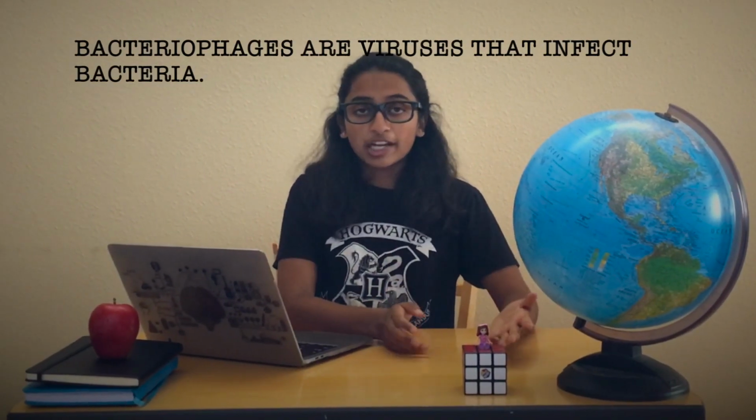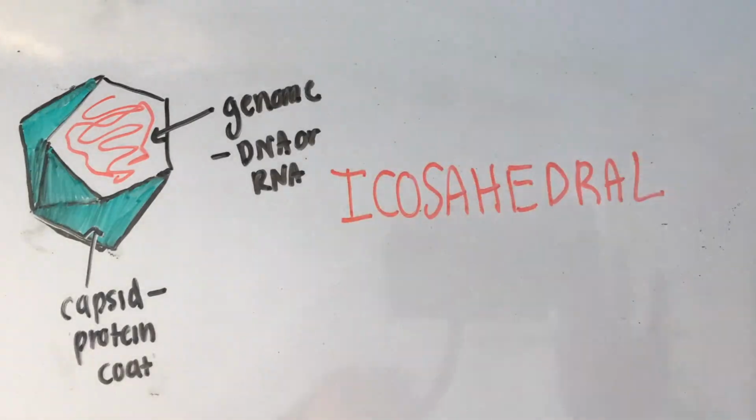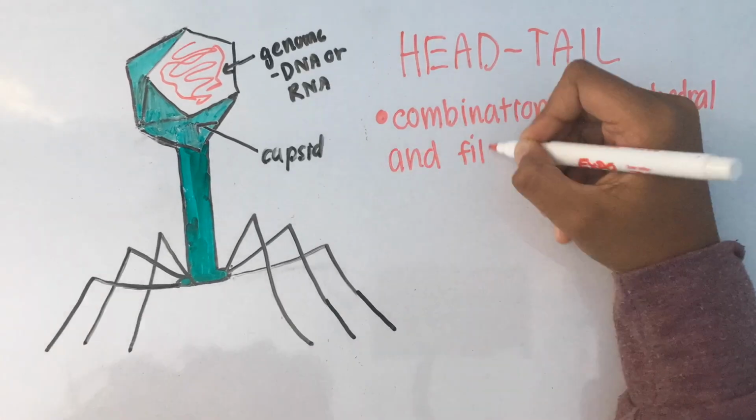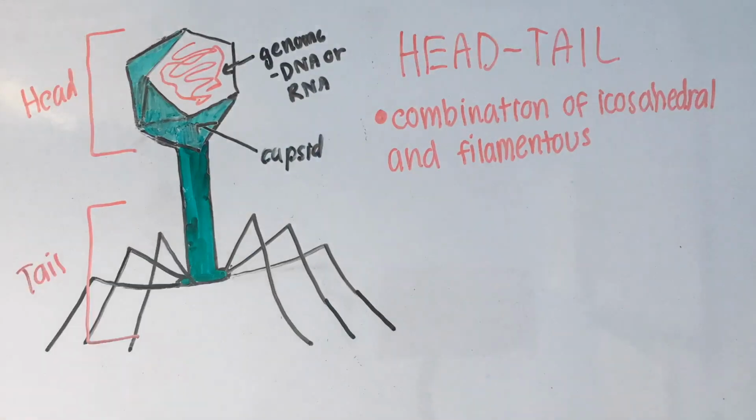Bacteriophages are viruses that infect bacteria, so yeah, they're really small. Plus, they come in three forms: icosahedral, filamentous, or head-tail, which is a combination of icosahedral and filamentous, and is the one we'll be talking about today. There are a few steps as to how bacteriophages replicate.